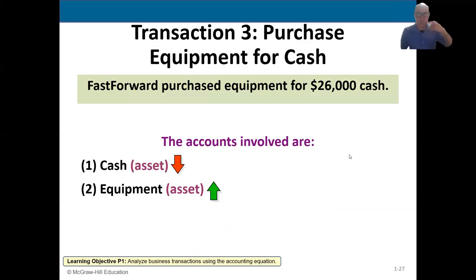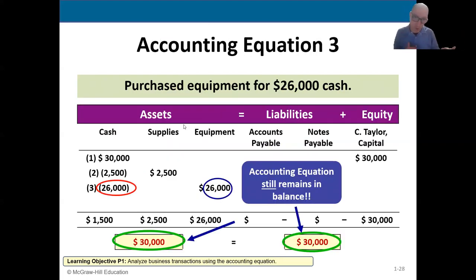Third transaction. Very similar transaction. We purchased equipment for $26,000. As you know, equipment is an asset. So is cash. The cash went down, the equipment went up. Once again, the accounting equation is still balanced. Cash went down, equipment went up. They're both asset accounts. I only affected the one side of the accounting equation. The accounting equation still balances out to $30,000.